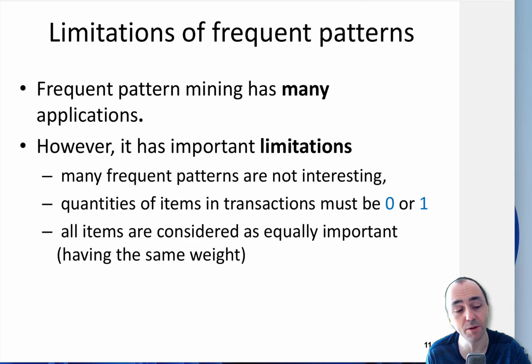Frequent itemset mining has many applications, but it also has some important limitations. The limitation is that many frequent patterns are not actually interesting. Even if you find that in a store many people buy bread and milk, that is still maybe not so interesting for the business, because bread and milk don't make a lot of money. Another limitation is we don't have the quantities of items. Either you buy bread or you don't, but we don't know if you buy 5 breads or 10 breads. And all items are considered equally important. So if you buy 1 bread or you buy a computer, it is the same importance in this problem. But of course, if you buy a computer, it will make more profit for the business than if you buy a bread.